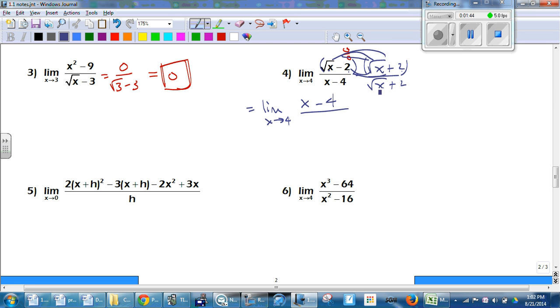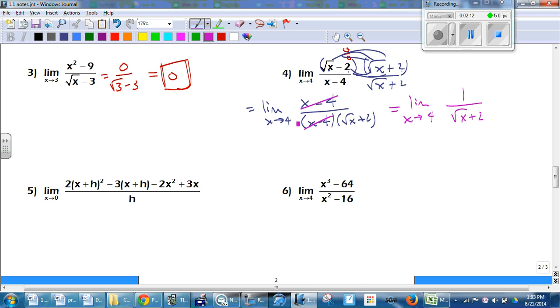Bottom, we're not going to bother distributing these because we have an x minus 4 on the bottom already, and that square root of x plus 2 is also down there. But that x minus 4 cancels. So now we're left with limit as x approaches 4 of 1, right, because that cancels out, but we have a 1 left over on top, all over square root of x plus 2. So these are what was making the 0 over 0 in our limit.